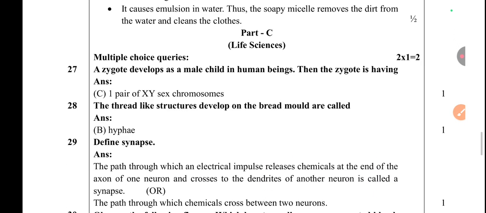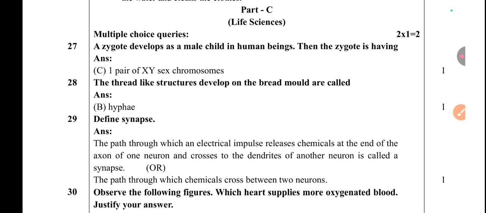Then part C, that's biology. We will discuss it in our next clip.